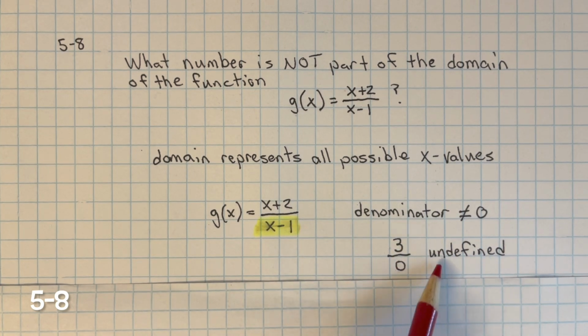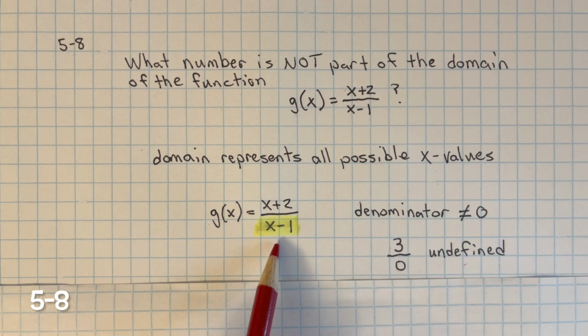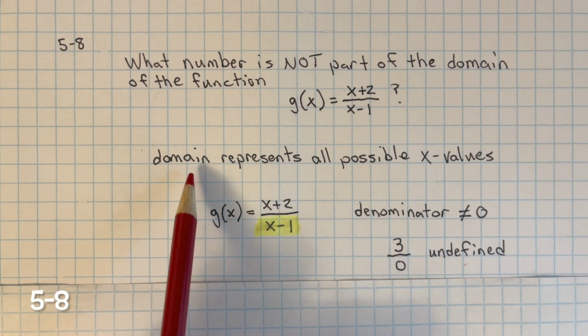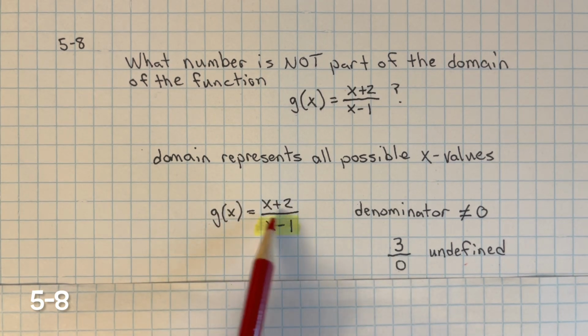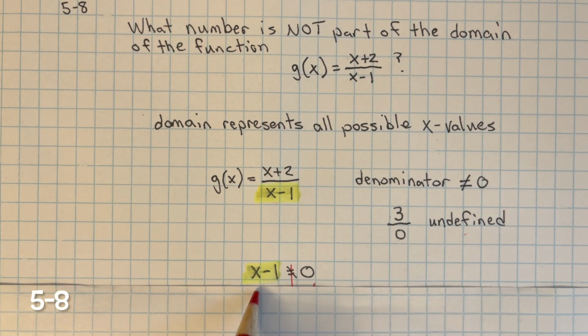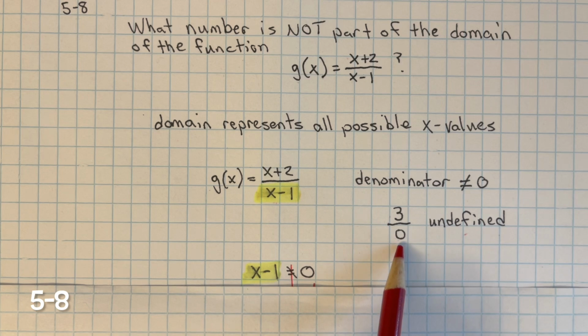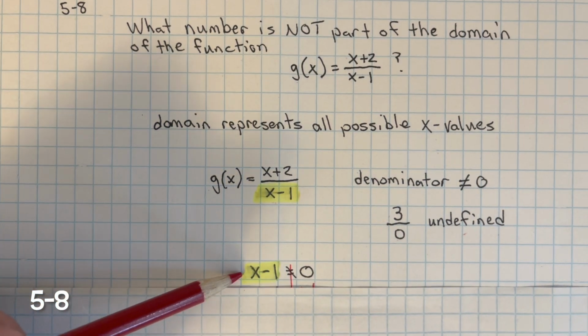So this is called undefined. So if we can't have a denominator of 0, to determine which x values are not possible, I set this denominator to 0. And that would look like this. X minus 1 equals 0. And again, if I say this denominator equals 0, well, that can't happen because we determined a denominator with 0 is undefined. So now I solve for x.